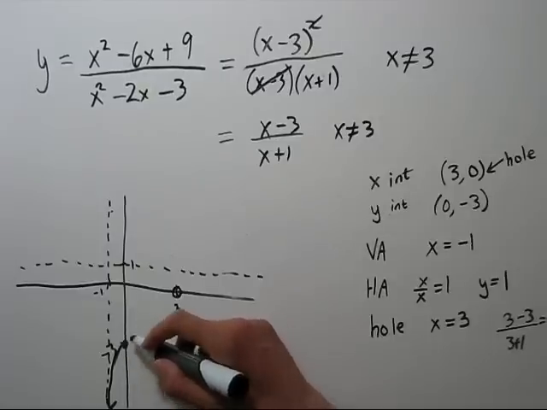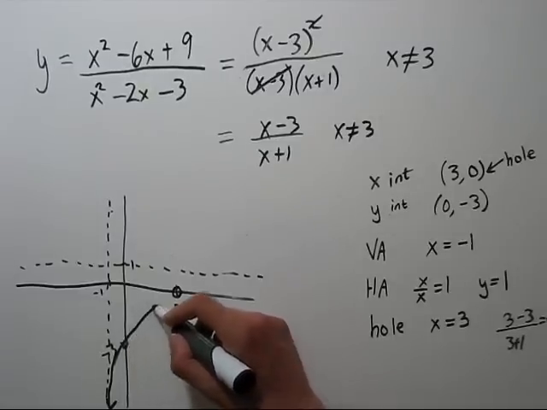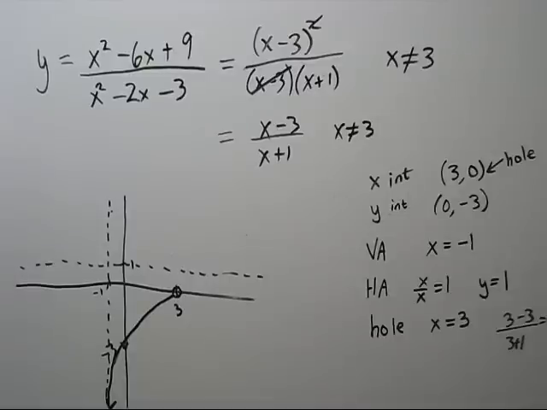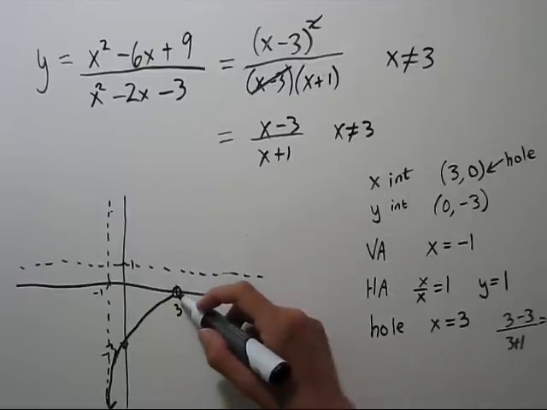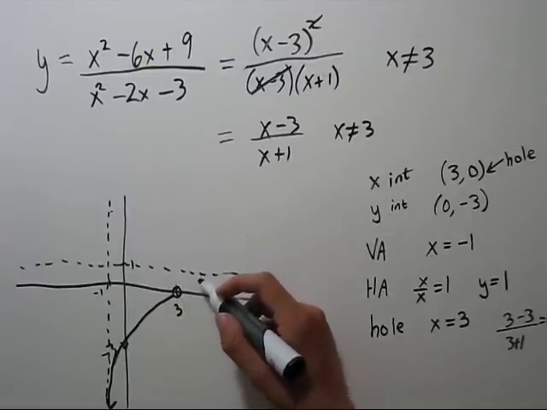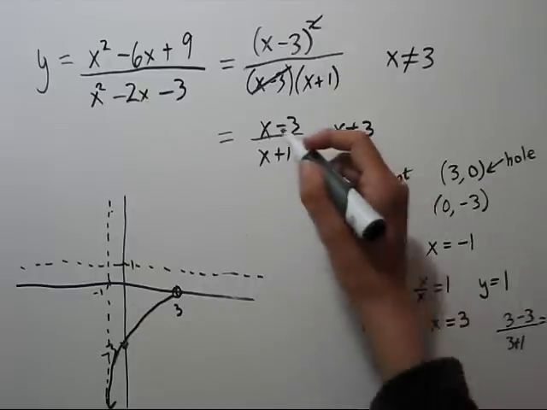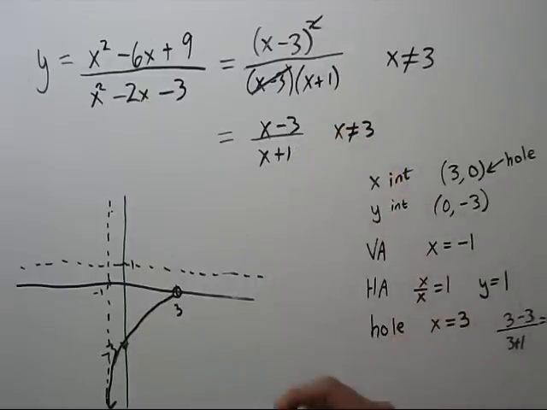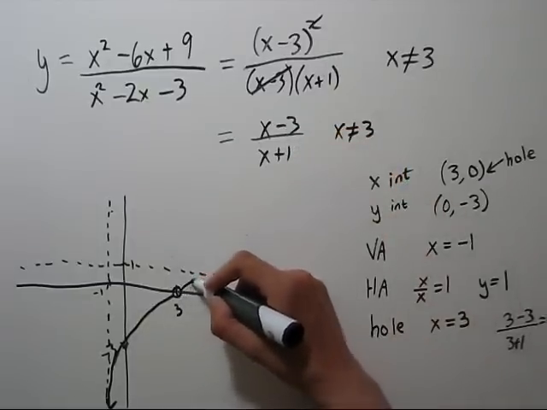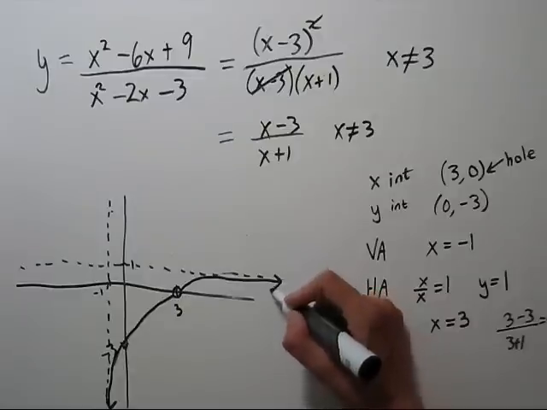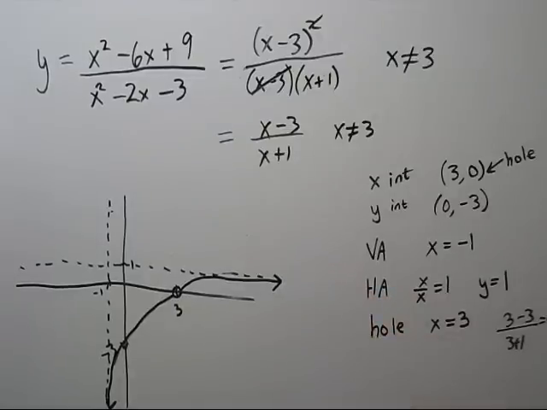Okay, our next spot would be up to here, to our hole. Now let's see if we're going to touch or cross. X minus 3 has multiplicity 1, so we're going to cross and go along our horizontal asymptote.